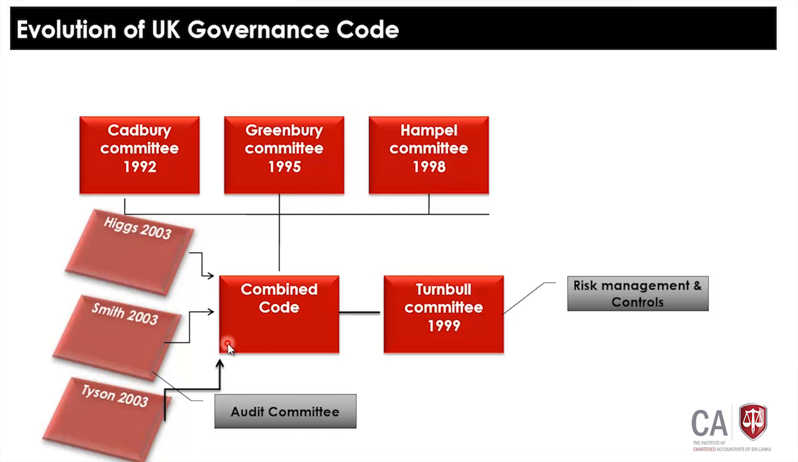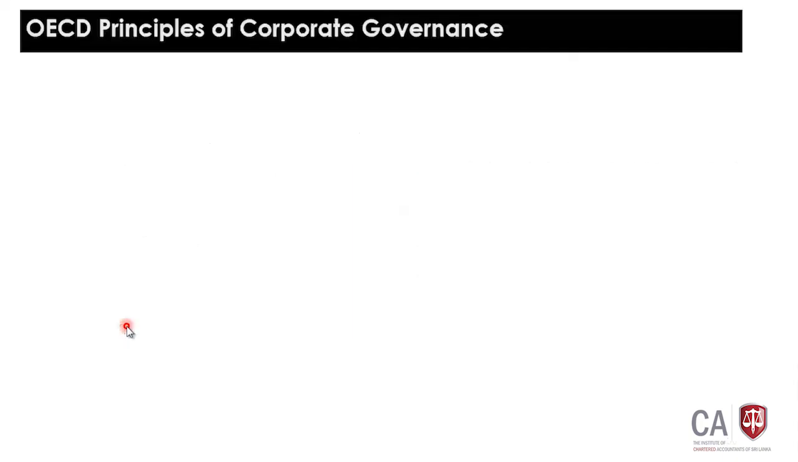Usually our governance code is aligned to the UK, but now it is not aligned because there are a lot of changes to the UK code. Some of these codes, if you want, you can make a note. The Greenbury committee was especially on remuneration, the Turnbull committee especially on risk management and internal control. Then the Higgs report is a report on non-executive directors. The Smith report is a report on audit committees. Those are some of the specific mandates given to those committees.